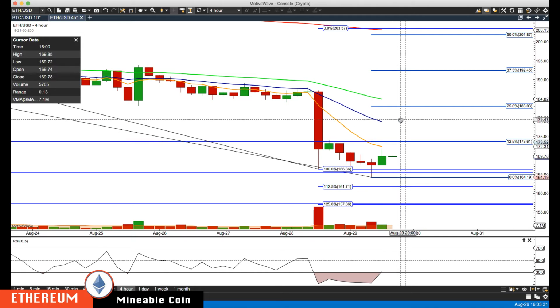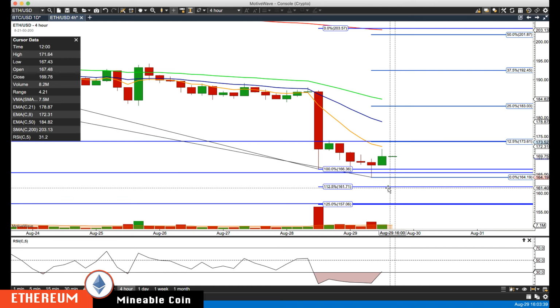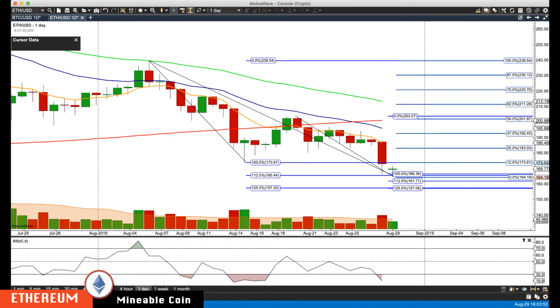And then if we rally above that, we'll be watching for 179.25 and then 183.03 to the upside. Still, our downside targets have not been hit. 160, 171, and 157 are the major targets. But this is definitely running out of momentum, and it's been in oversold condition. Let's check in on the daily chart.